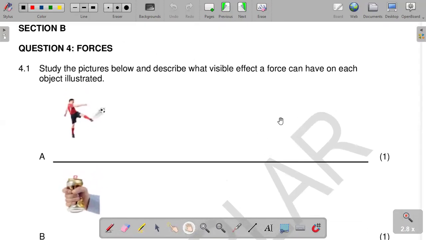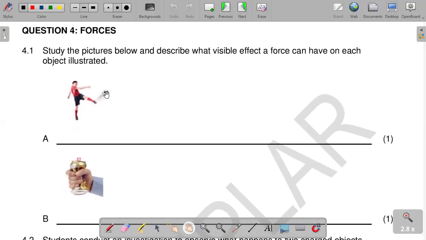They say, study the pictures below and describe what visible effect a force can have on each object illustrated. So here we see a soccer player and he's kicking a ball. The soccer player is kicking a ball for A. What is happening there? The effect of the force in this case will be what?